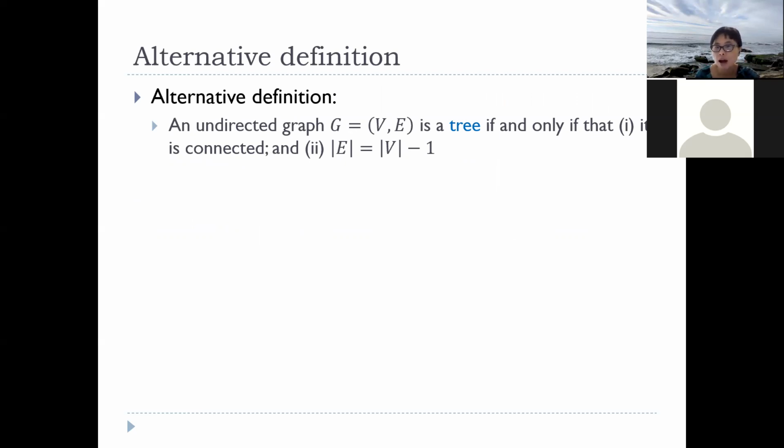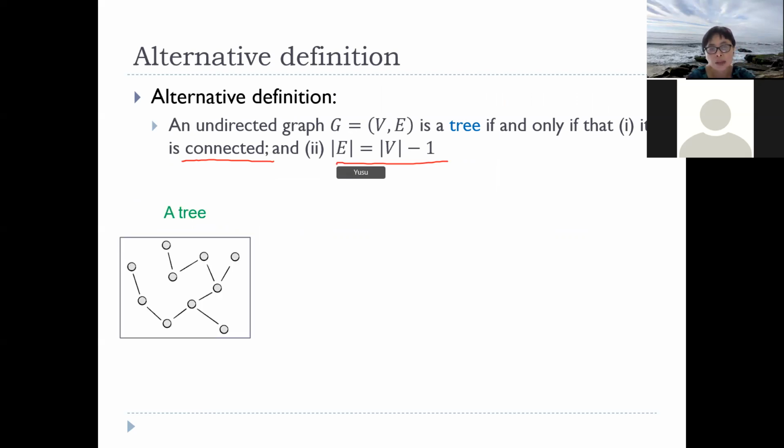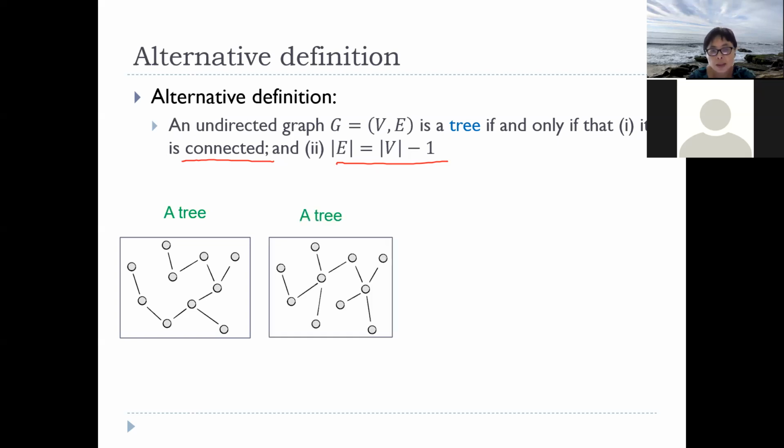An undirected graph is a tree if and only if it is connected and the number of edges equals V minus 1. Just some examples. This is a tree. All the nodes are connected to each other and there's no cycle. This is also a tree. It's a different tree on the same set of nodes, but it's also a tree. And this one, is this a tree?